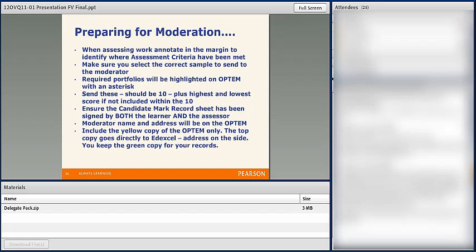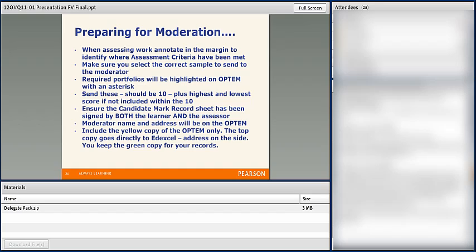Do ensure that the candidate mark record sheet has been signed by both the learner and the assessor. If you haven't got them, the candidate mark record sheets are on the Edexcel website in the health and social care section, and you need to print those off. It's the same sheet for Unit 2 and Unit 3, and Unit 2 is on the top row. So you fill in the marks, and both you and the candidate need to sign and date.